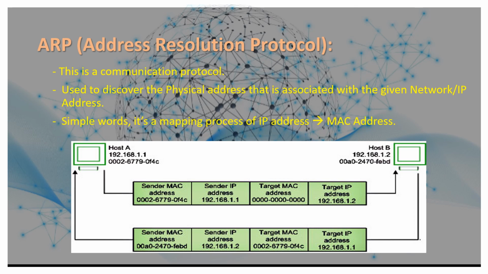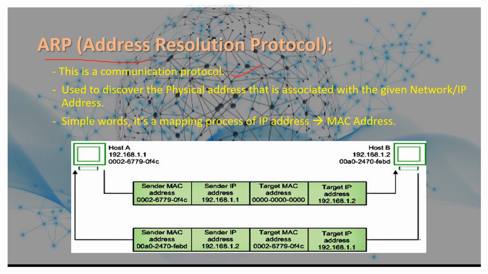This is mainly used for communication purposes, where if you want to communicate from one device to another device in a network, you must be aware of the MAC address to communicate. So then, how can I find the MAC address? Suppose you are aware of the IP address, but you are not aware of the MAC address. For that, we are going to use ARP, the Address Resolution Protocol.